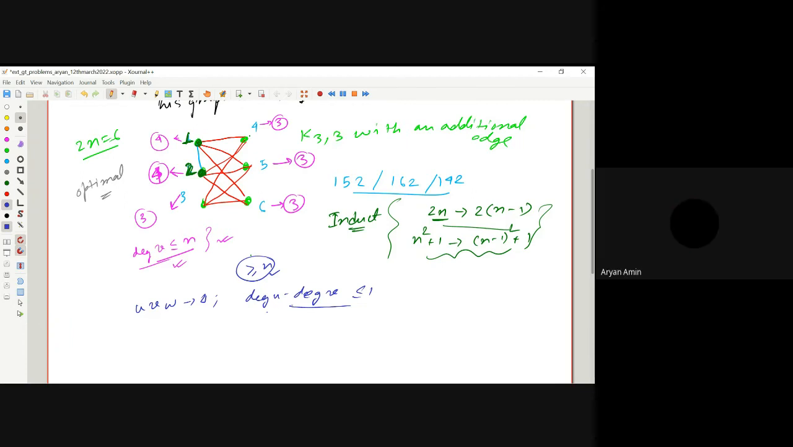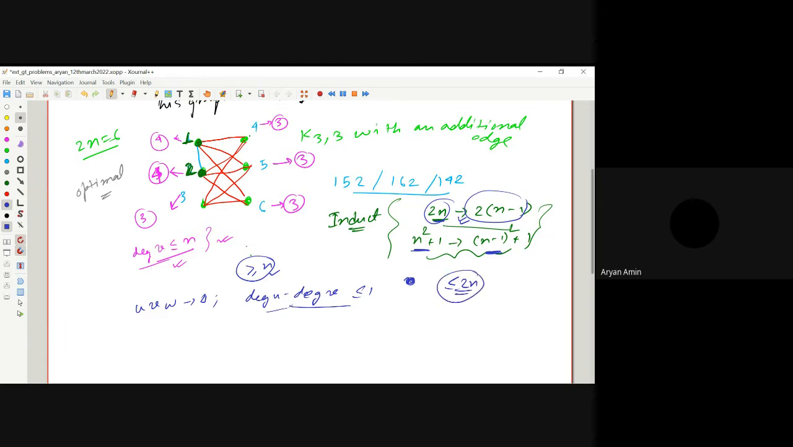Okay, so think about it, you have to induct, right? So somehow you have to delete two vertices such that this happens. Think about it like this: you have to delete the vertices in such a way that you are deleting at most two n edges. Can you do something like that?